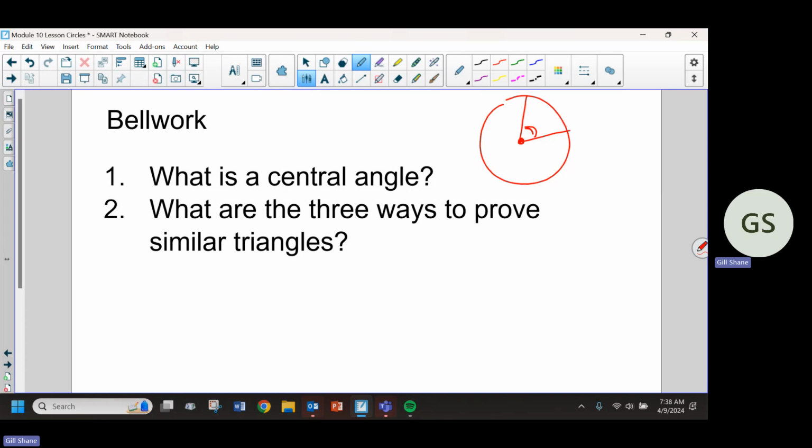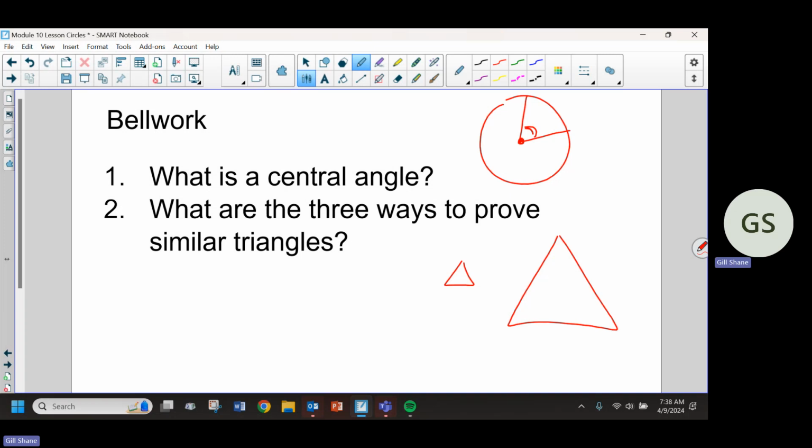So this is more EOC review. We'll do a lot with similar triangles. I have a feeling similar triangles and circles will be a big part of your EOC. It's just my guess. I have no idea. What are the three ways? We have two triangles. They look like they could be pretty much the same triangle, just one enlarged or one's reduced, depending on which way you look at it.